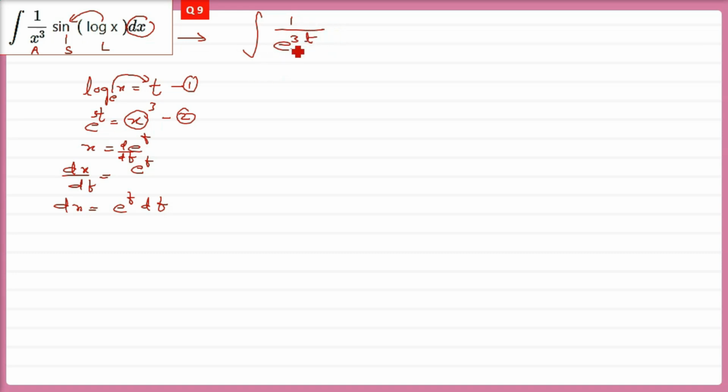Now what is the benefit? You might be asking why t equals to log x you have put in. You'll see 1 by e raised 3t sine. Now log x you can write just t. And in place of dx we are going to write e raised t dt. So I'm replacing this here now: e raised t dt. So e raised t is there, e raised 3t is in the denominator.